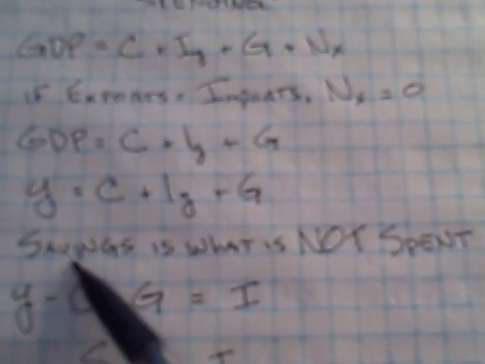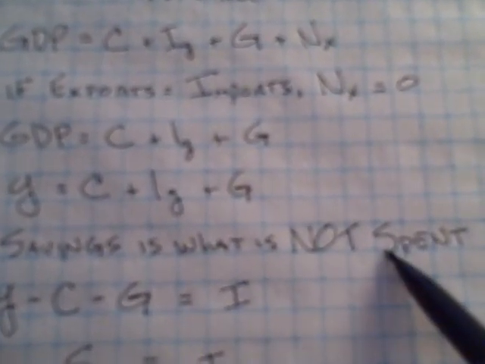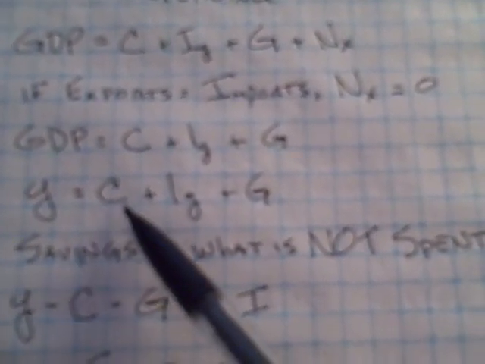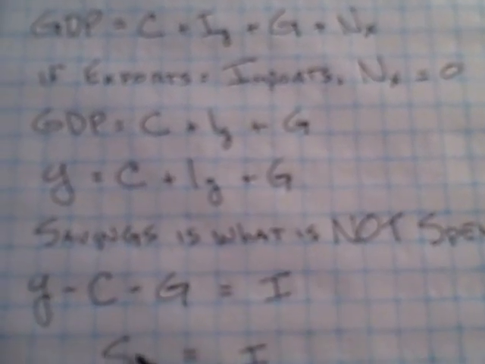Savings is what is not spent. So if I subtract C and G from both sides of the equation, I get income minus consumption spending minus government spending equals investment. So Y minus C minus G is actually savings. Thus, savings equals investment. Let's use some actual numbers.